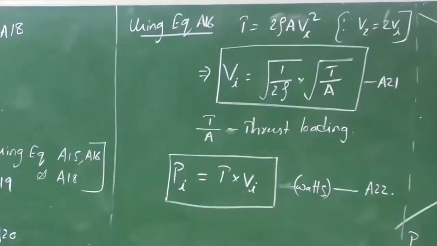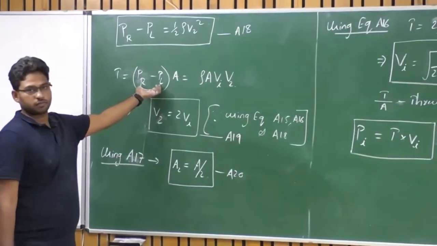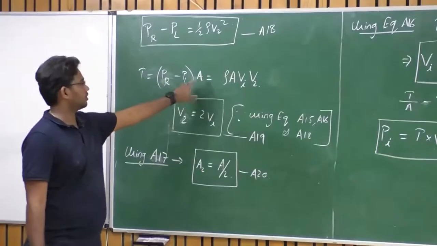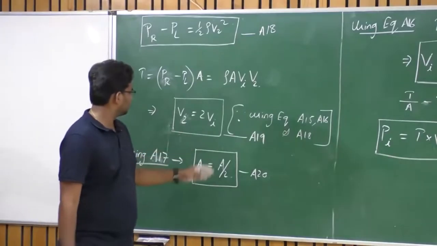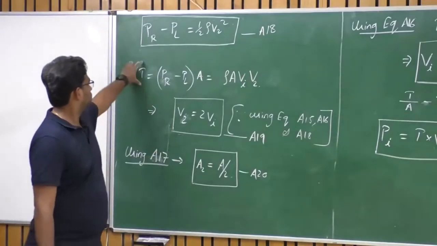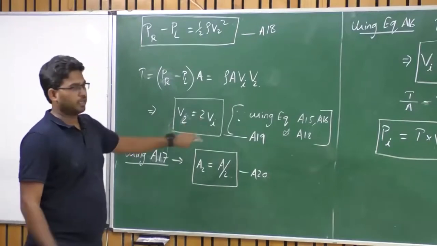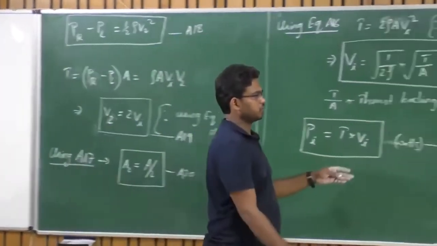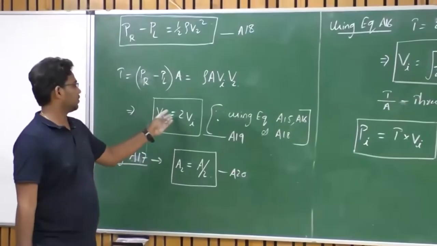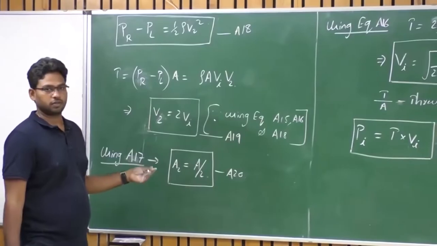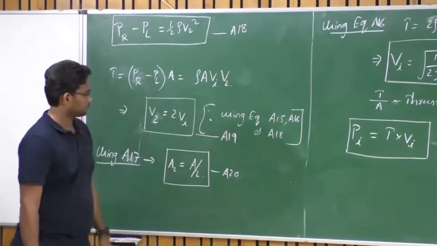Fine. So in order to generate a thrust T, I need to produce this much of pressure difference across a disk of cross-section area A. And if I produce this much of thrust or pressure difference, it creates a velocity downstream where the pressure equals P infinity, right? So it induces a velocity of twice that of the induced velocity. It accelerates the flow to this particular velocity, fine.